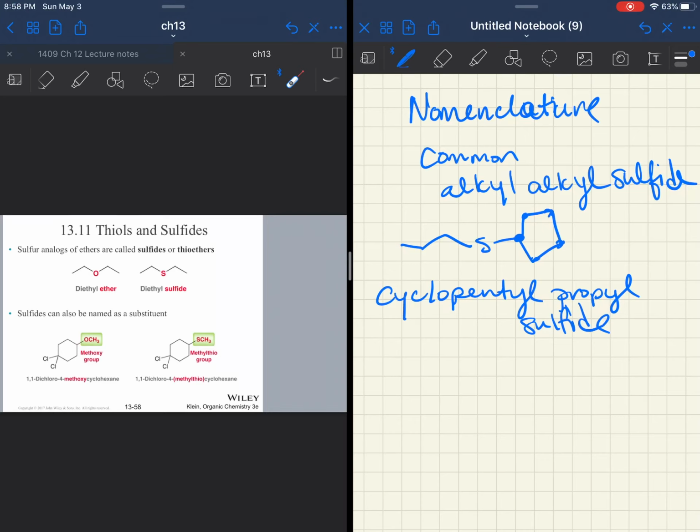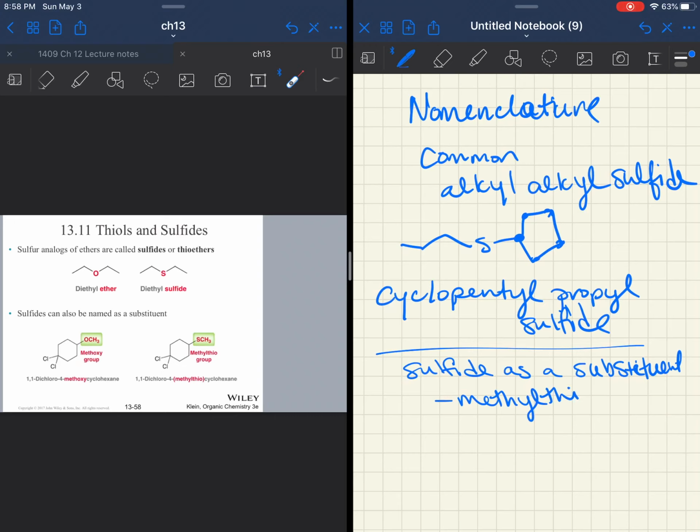You just have to remember the word sulfide. Sulfide as a substituent is more common in more complex molecules, because like ethers, it's not very high up. Oh, I'm really testing myself with spelling today. If it's not part of the parent name, it is a methylthio, right? So mercapto is for SH, methylthio is for SR.